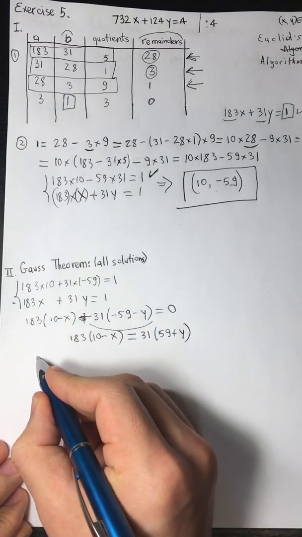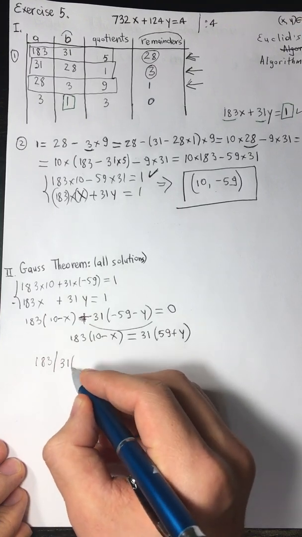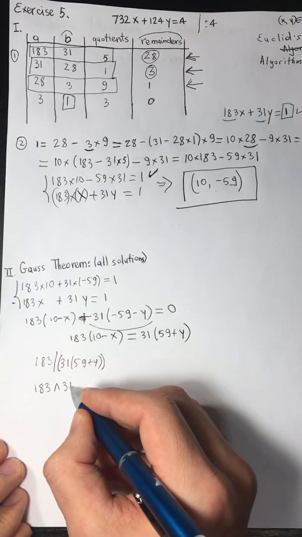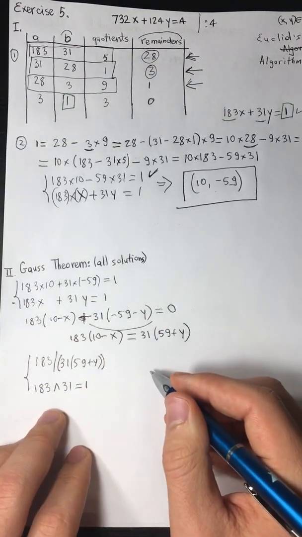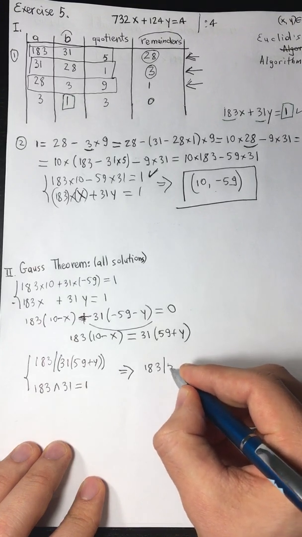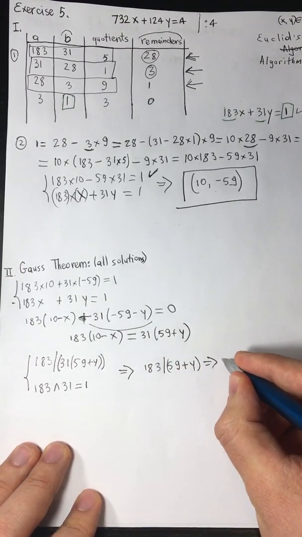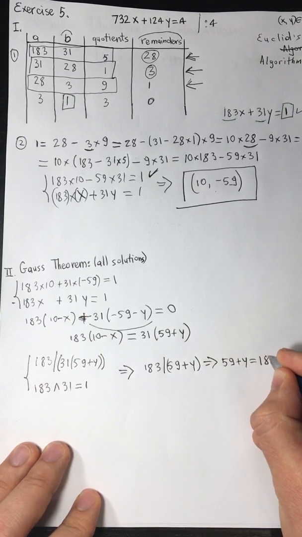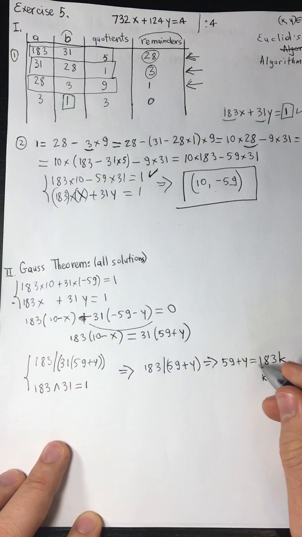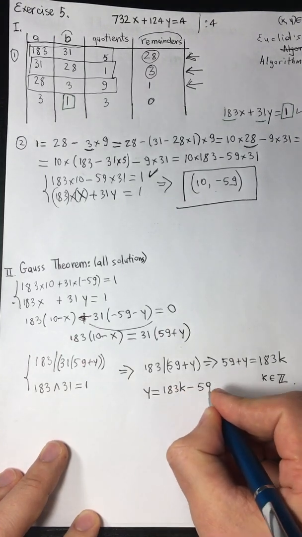Based on Gauss Theorem, based on this equation, 183 divides 31 times (59 plus y), right? And now we know that 183 and 31 are coprime numbers. So based on this, we can decide that 183 divides 59 plus y. So 59 plus y is equal to 183 times k, where k is an integer. So from this, y is equal to 183k minus 59, right?